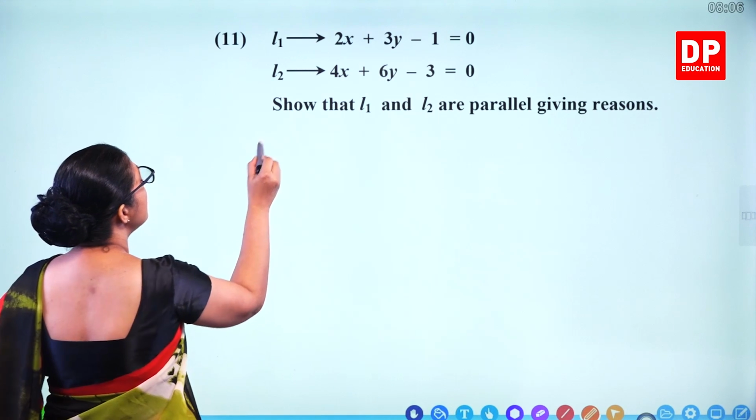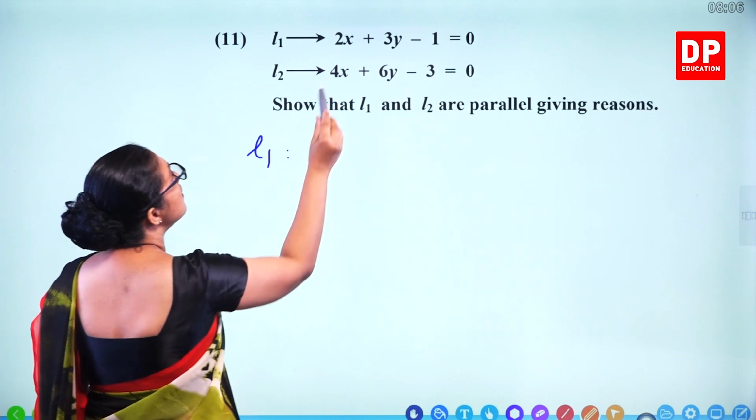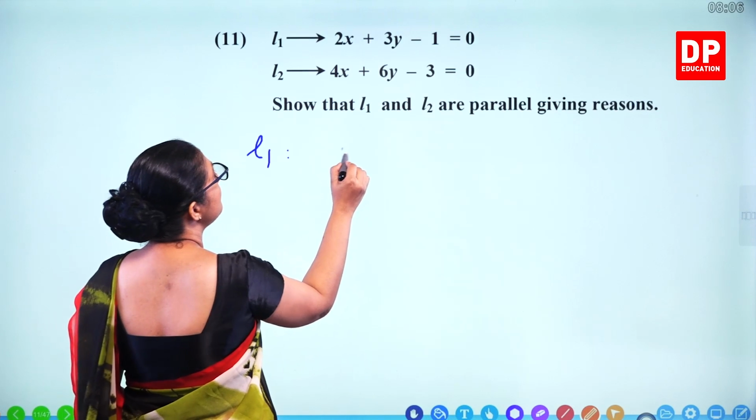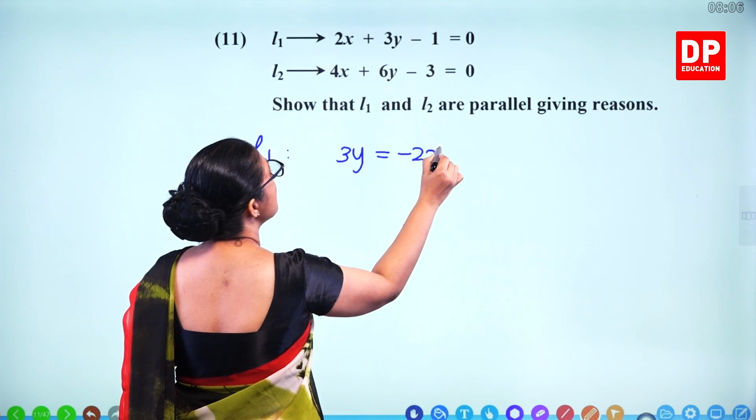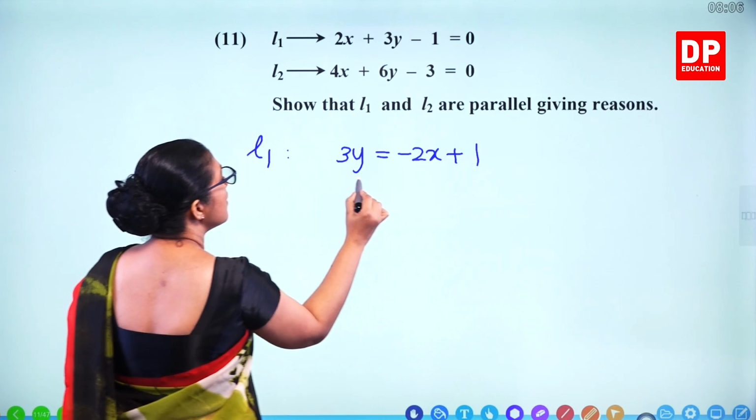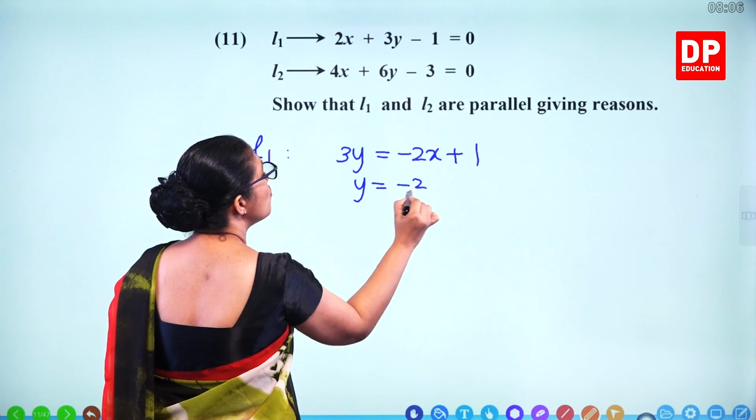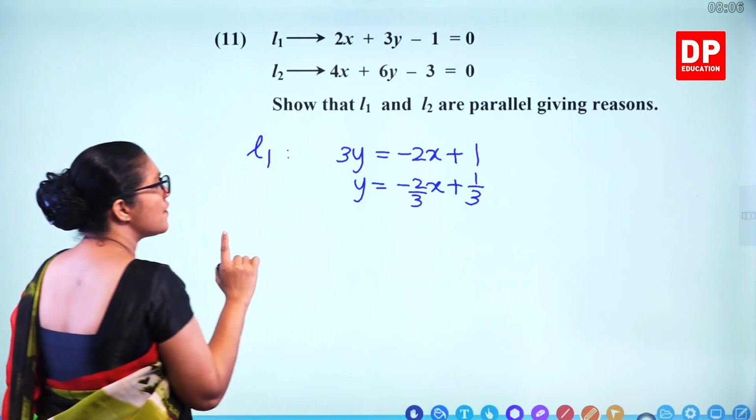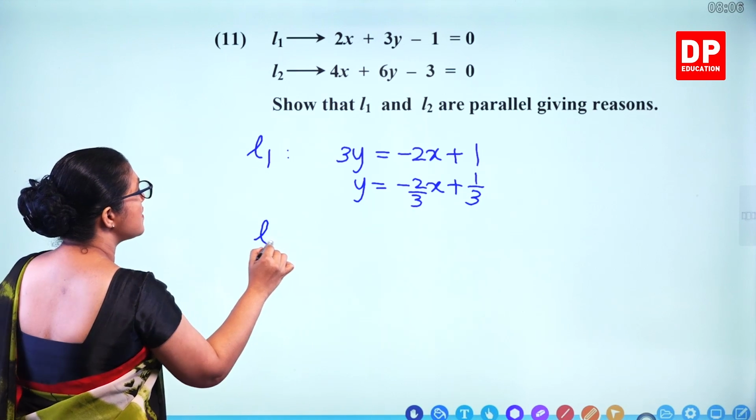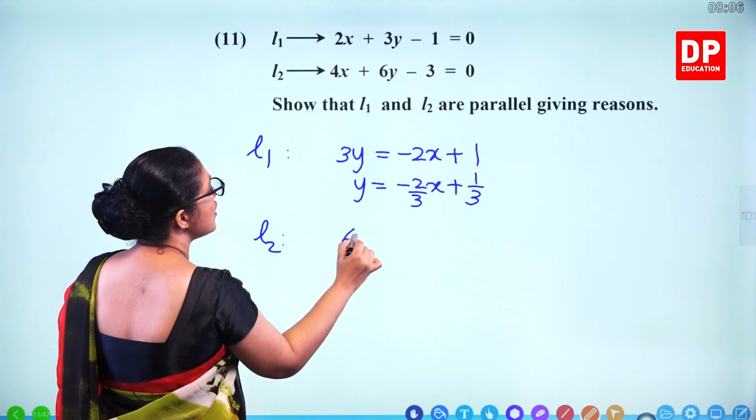So take L1, we'll make y the subject. 3y becomes, take all the other terms to the other side, minus 2x plus 1. Then y becomes minus 2 over 3 x plus 1/3. That's the first equation. Take the second one and make y the subject.